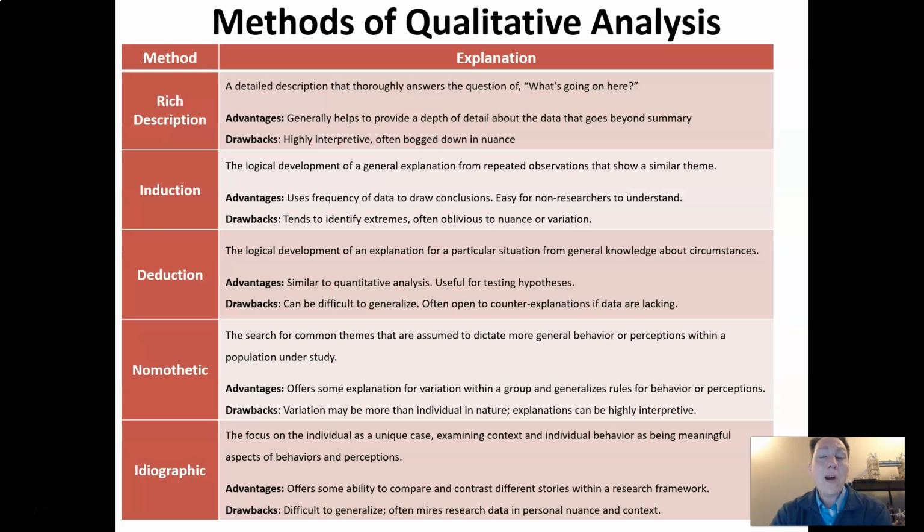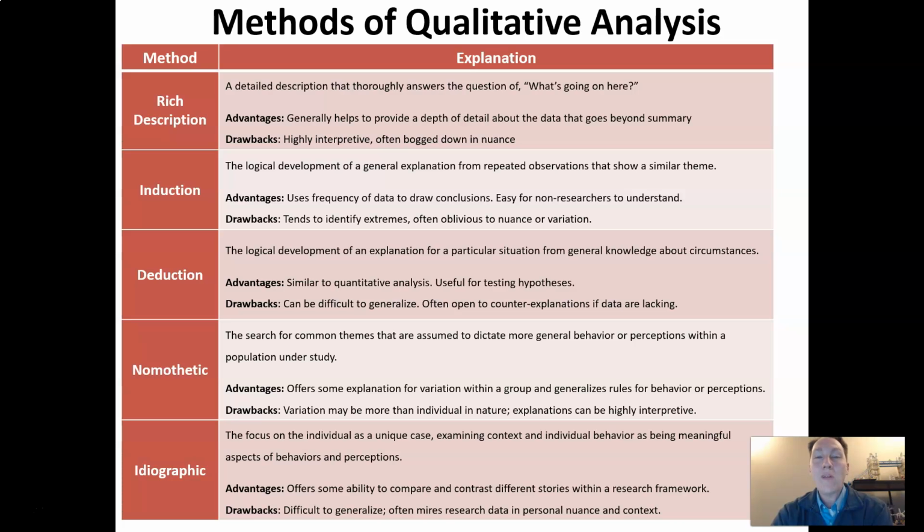So we're going to start with a theory about what we'll find. We'll develop some hypotheses that we can then examine our data to test, to see if they confirm it or suggest an alternative explanation, and then we can refine our theory appropriately. And probably the biggest advantage of deductive forms of analysis is that they are similar to quantitative analysis.